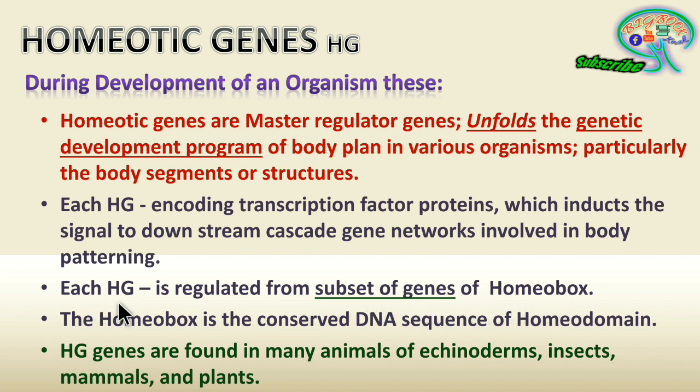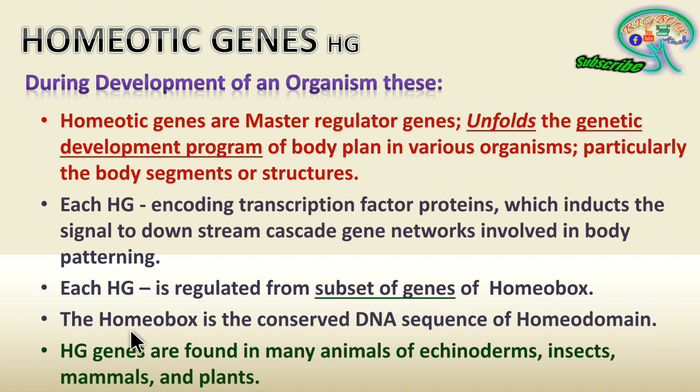Here each homeotic gene is nothing but a cluster of genes which are present in the homeobox. This homeobox is going to lodge many clusters of the homeotic genes within it. So this is the meaning of this sentence. The homeobox is the conserved DNA sequence of the homeodomain. As we have discussed, these homeotic genes are present in the form of subsets of genes in the homeobox.